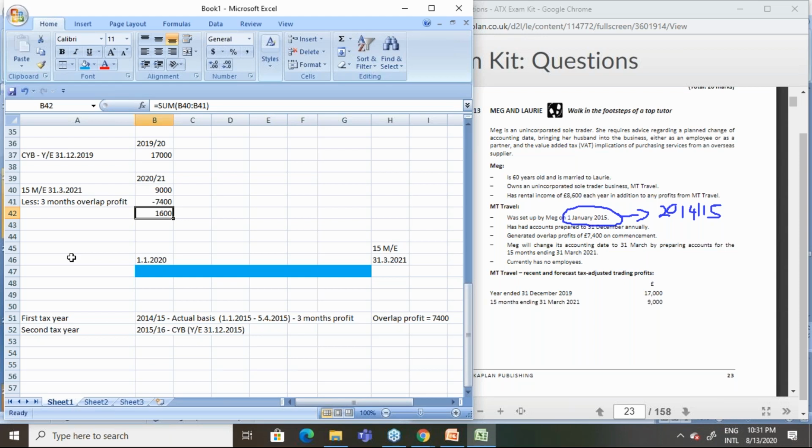So for you to deal with a trading loss relief question, the prerequisite is you should know how to apply the basis of assessment rules. You should have the ability to deal with basis of assessment rules. So because of that, remember, when you're studying unincorporated businesses, make sure that you know the basis of assessment rules and trading loss reliefs available.